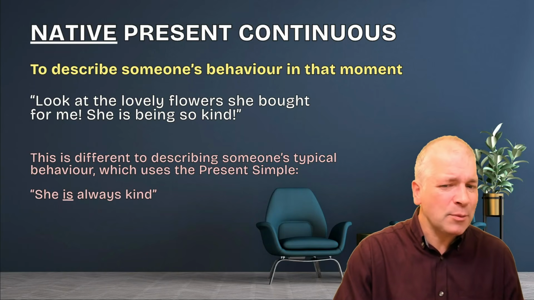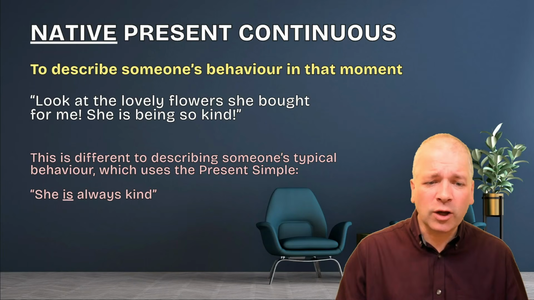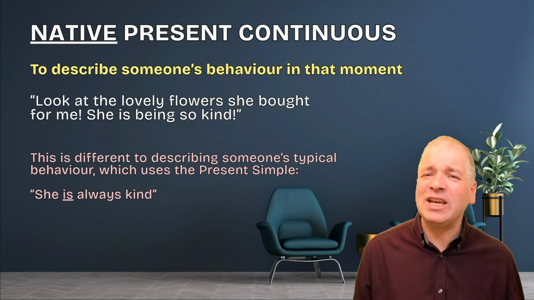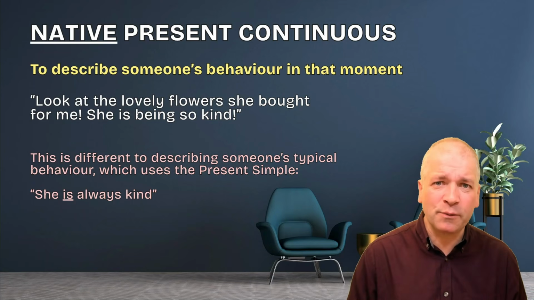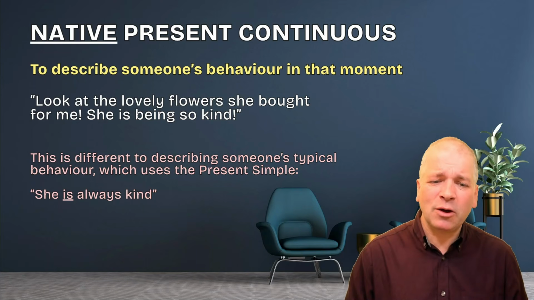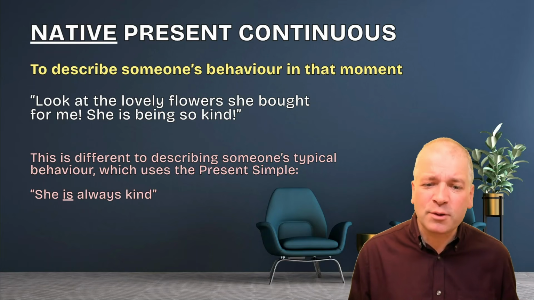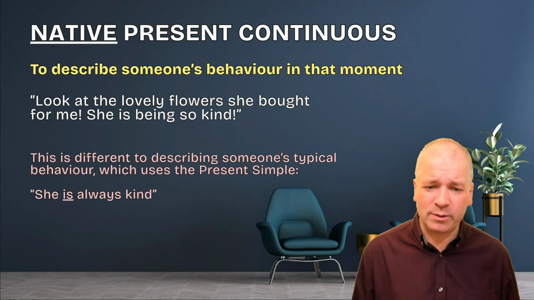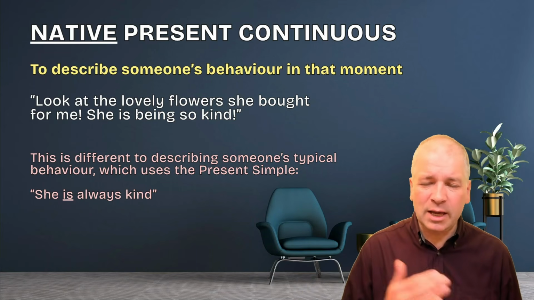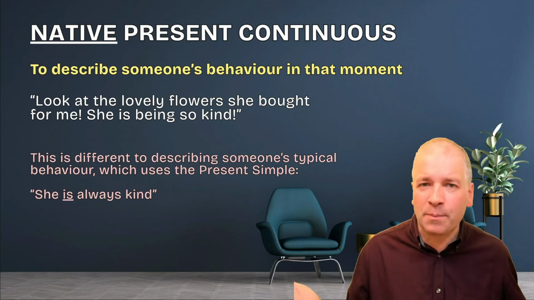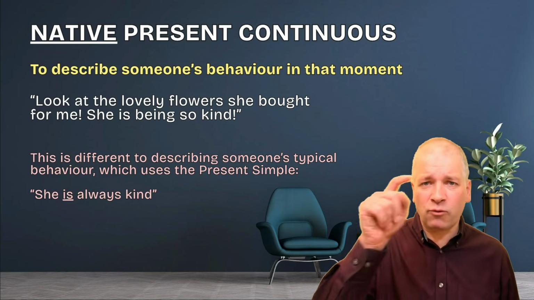Now, if you describe someone's behaviour in that moment, then we'll use the present continuous again. "Look at the lovely flowers she bought for me. She is being so kind." "Is being" is a present continuous form. And this is because she's being kind in the moment. This is different to describing someone's typical behaviour, which uses the present simple. "She is always kind." That's who she is as a person. "She is being kind." That's who she is right now.